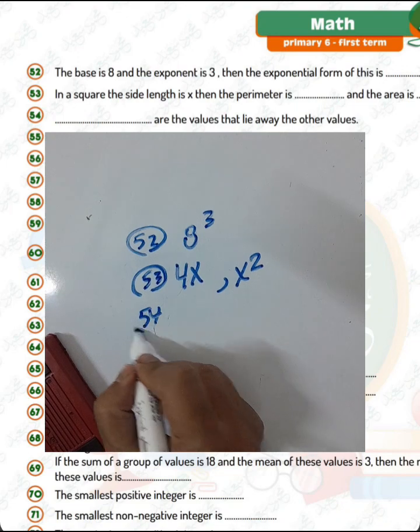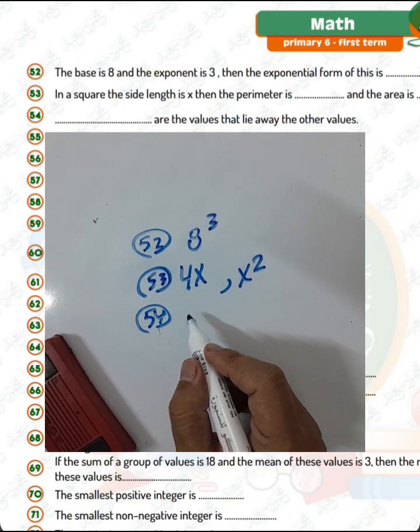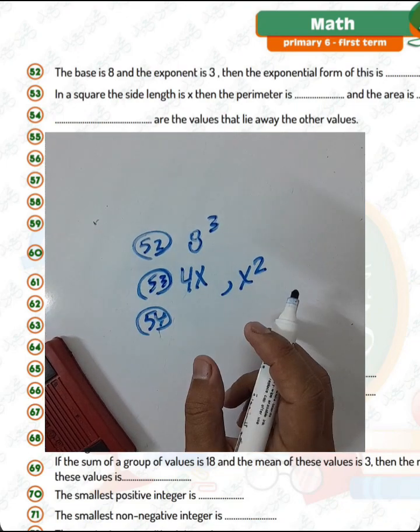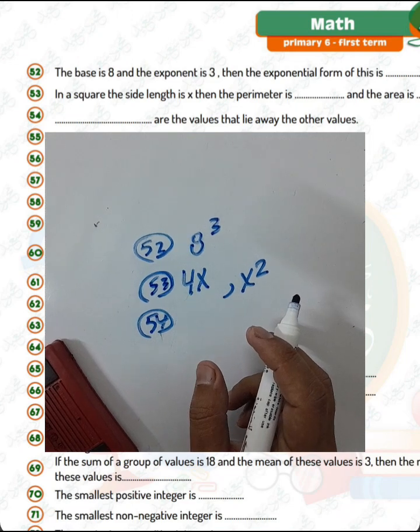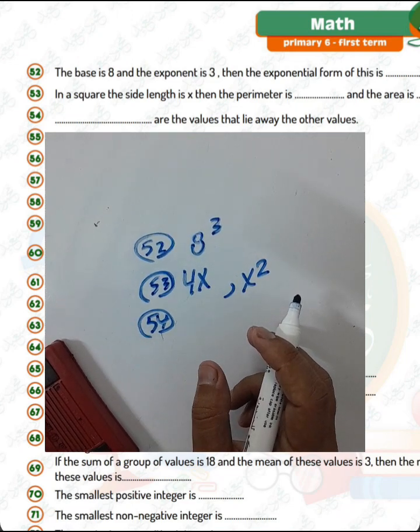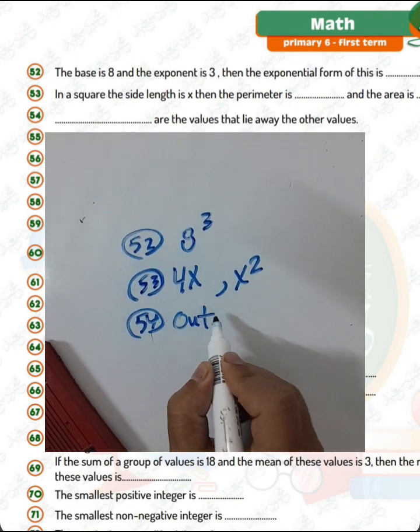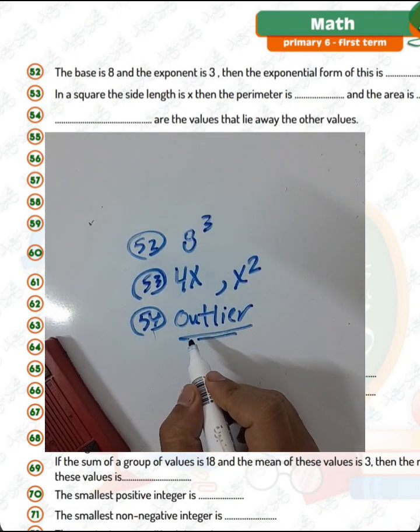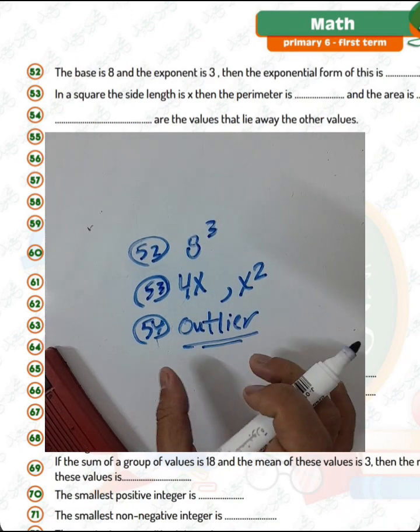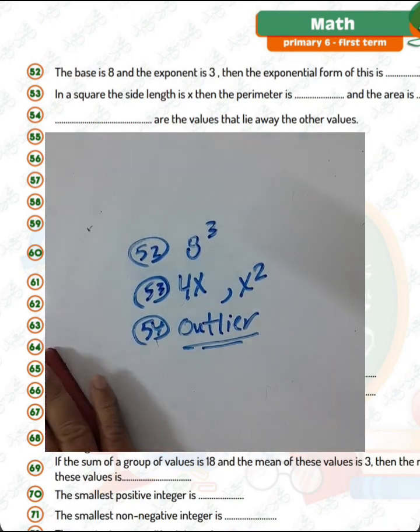Question 54: blank are the values that lie away from the other values. We call what? The outlier. We call these the values that lie away from the other values. The outlier point lies away from the other values.